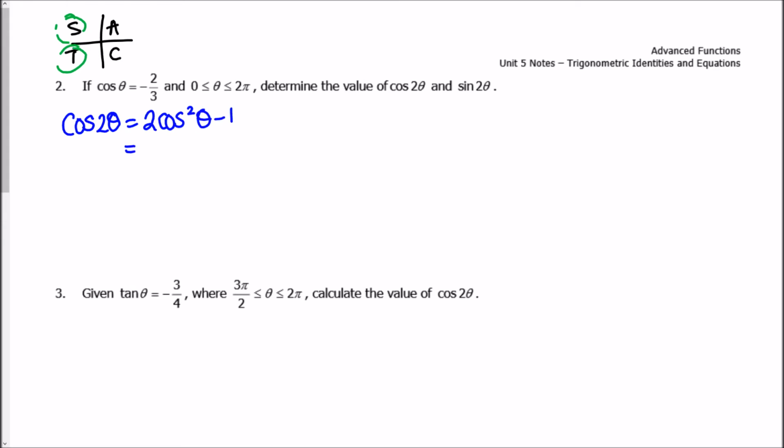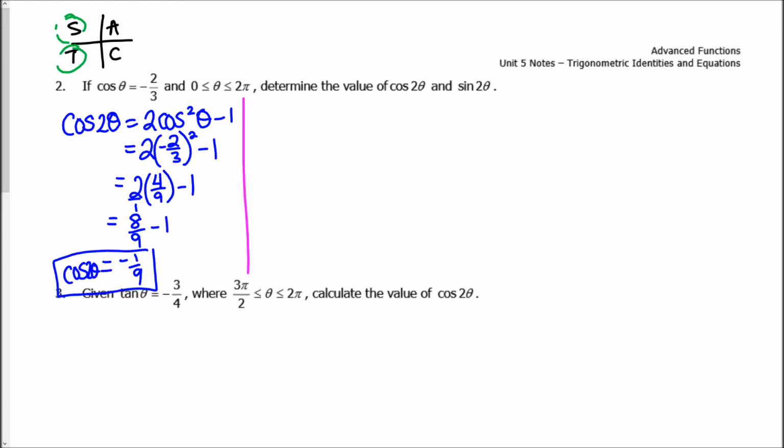And I know that cosine of theta is negative 2/3. So I'm going to say it's 2 times negative 2/3 squared minus 1. Okay, so when I do this, I end up getting 2 times 4/9 minus 1. So this ends up being 8/9 minus 1, and 8/9 minus 1 is essentially 8/9 minus 9/9. So I end up getting negative 1/9. So that is my exact answer for cosine of 2 theta. Now, you could technically find theta if you want to and then go from there, but this is how we can get an exact answer quickly, okay?